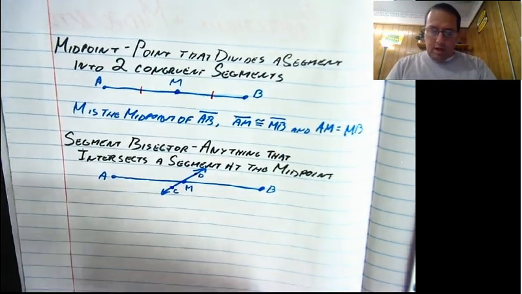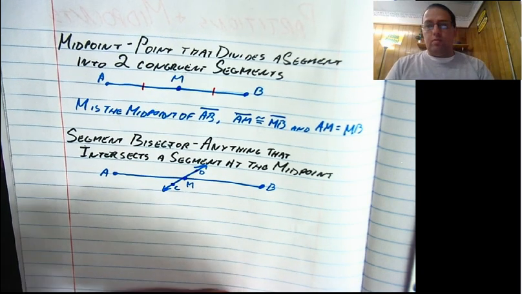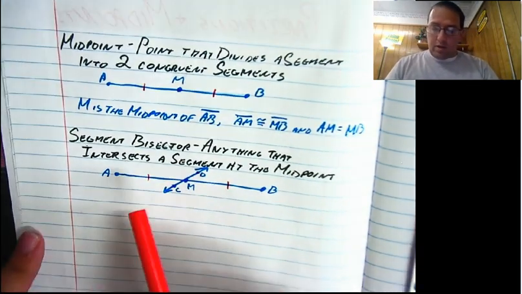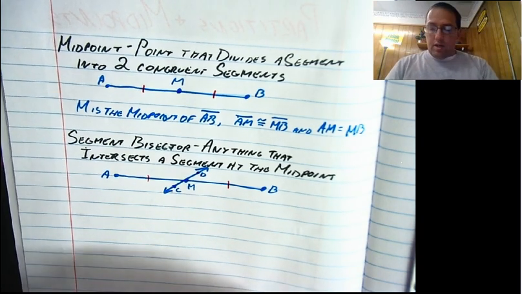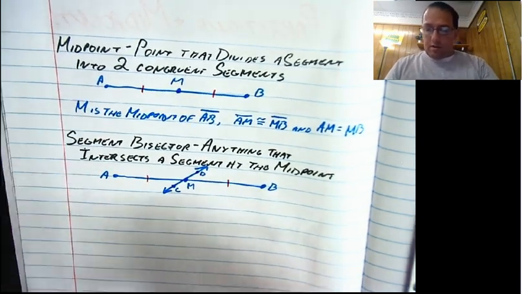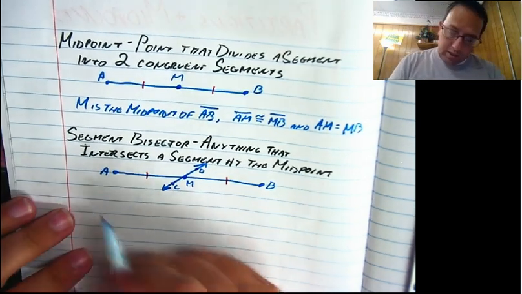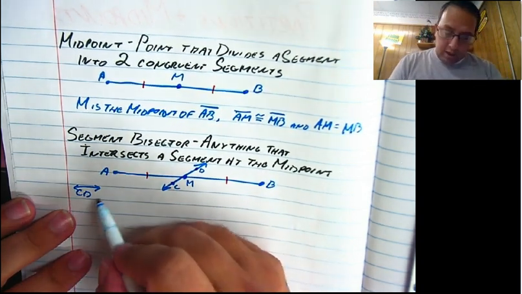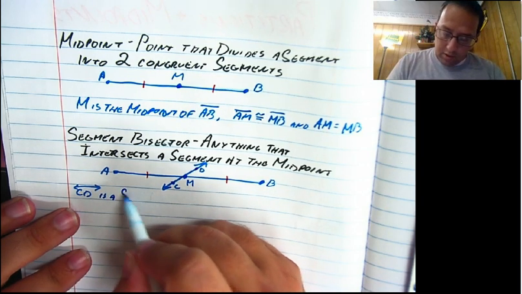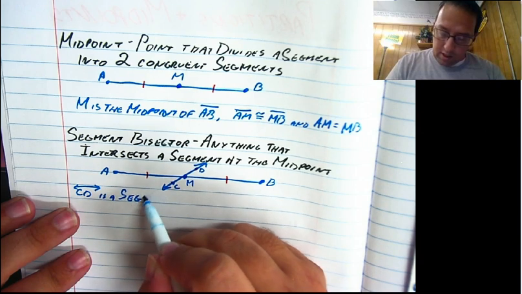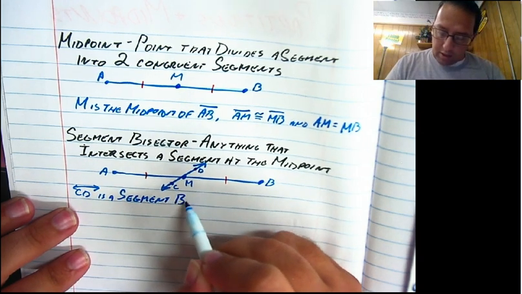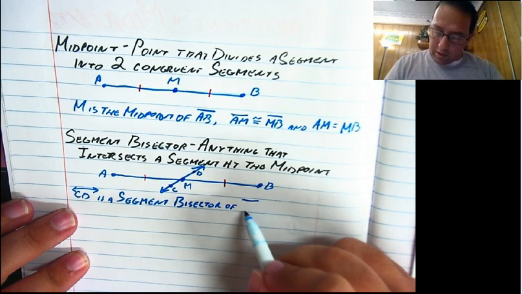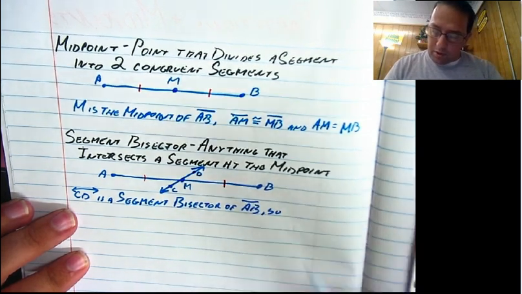All right. Now, how do we know that that's the midpoint? You can't just say, hey, it's a midpoint. No, it's got to be marked that way. So tick mark there, tick mark there. Now we are marking that AM is congruent to MB, not the way that we had here, right? So what we have is that line CD is a segment bisector of segment AB.